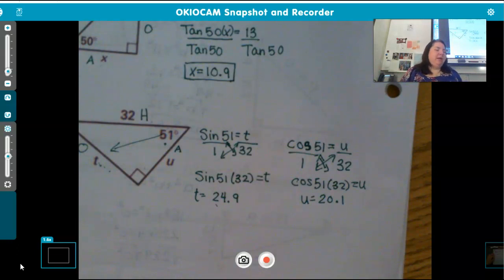Okay, I was trying to make sure everybody knew how to put it in the calculator because that's honestly, if you can label these and you can plug and play, the calculator is the hardest part. All right, I'll give you guys a second to get caught up.